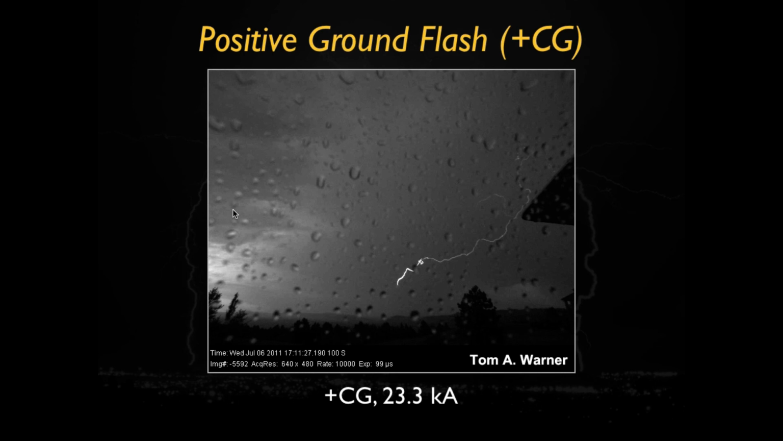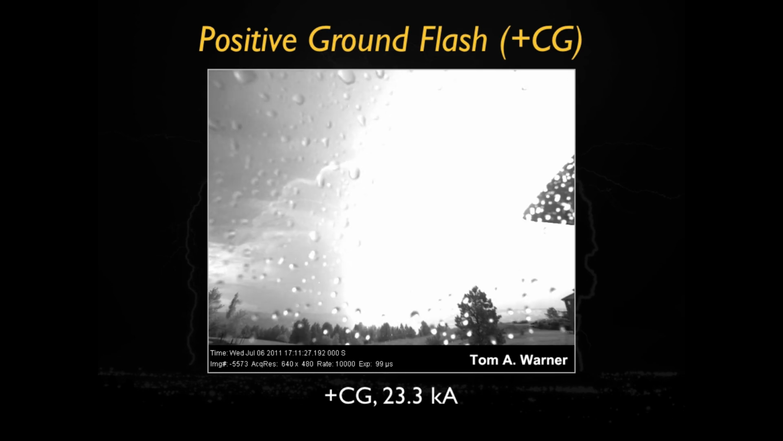Well, here's another example of a positive leader that has a meandering nature. This was what we showed at 100,000 images a second. We're now looking at 10,000 images per second, and we're going to contrast this with the next flash. But again, this is an example of how a non-branched positive leader behaves.